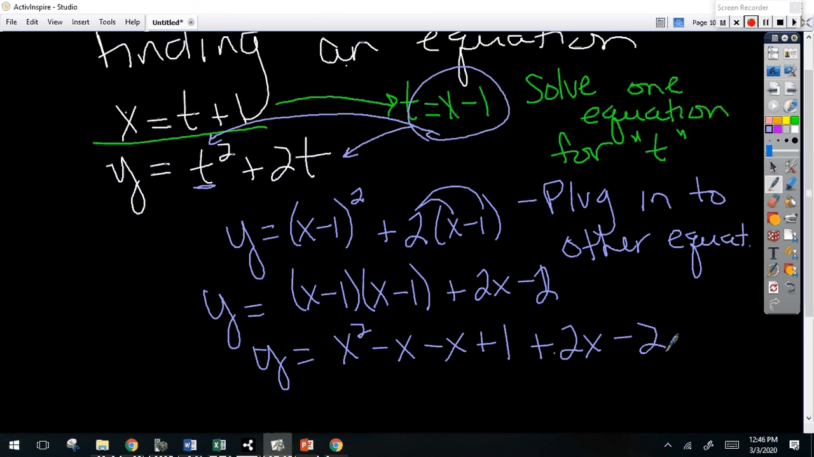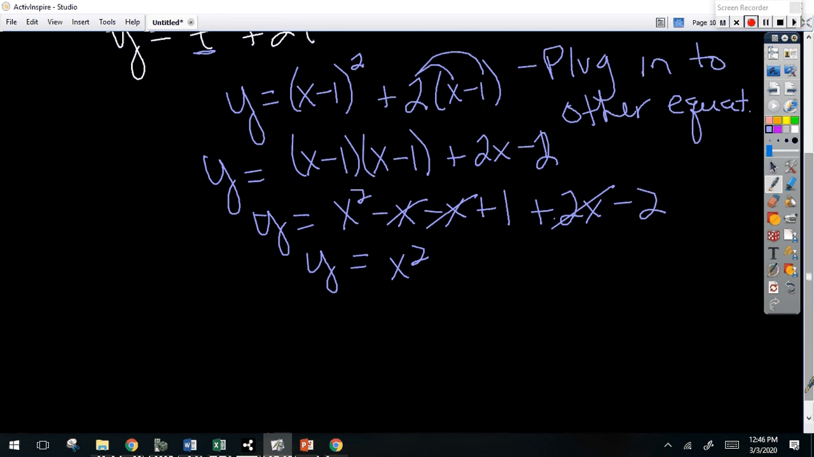And then just get your like terms together. X squared, let's see, negative 1 is negative 2, plus 2, those are gone. And then 1 and negative 2 would be minus 1.